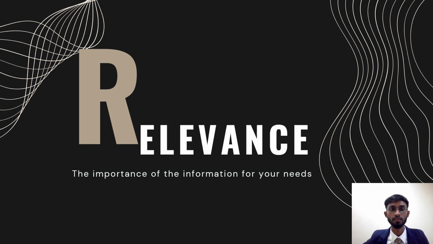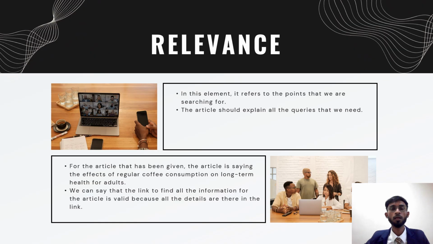The next element in the CRAAP method is R, which stands for relevance. It is the importance of the information for your needs. If we are looking for a research article, the first thing that we are going to look into is the relevance of the information. We always have to make sure that the research article meets all the criteria in terms of information, so that the information we are looking for matches and meets all the requirements and criteria.